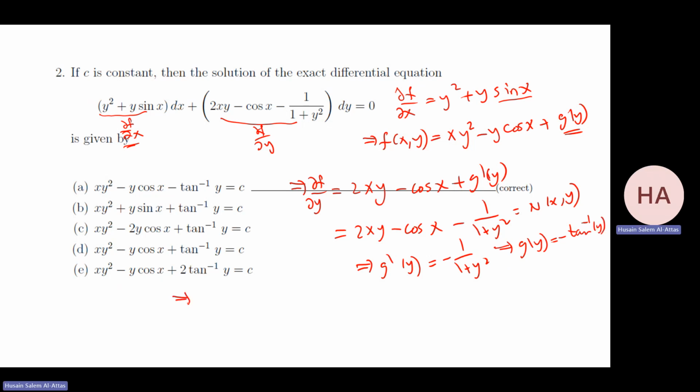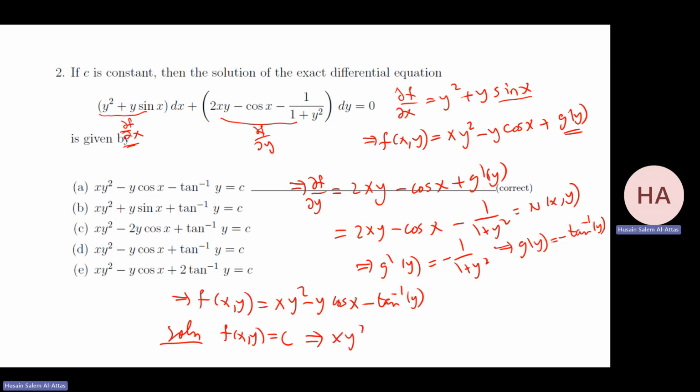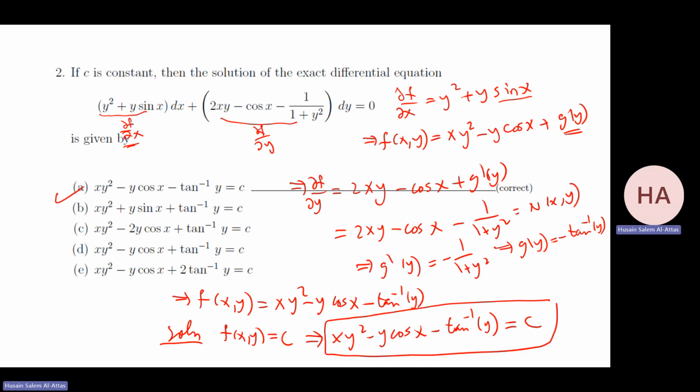So plug it into f. My f of x and y is x y squared minus y cosine x minus tan inverse of y. Is that my solution? No. My solution is f of x and y equals c, which means x y squared minus y cosine x minus tan inverse of y equals c. This is my answer.